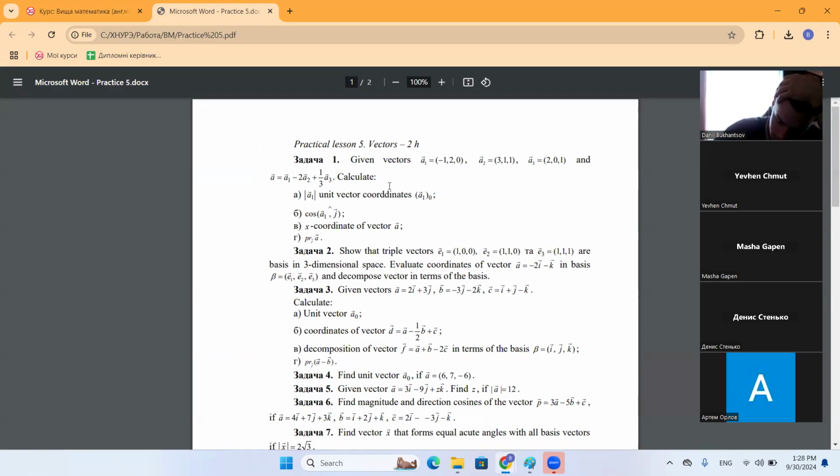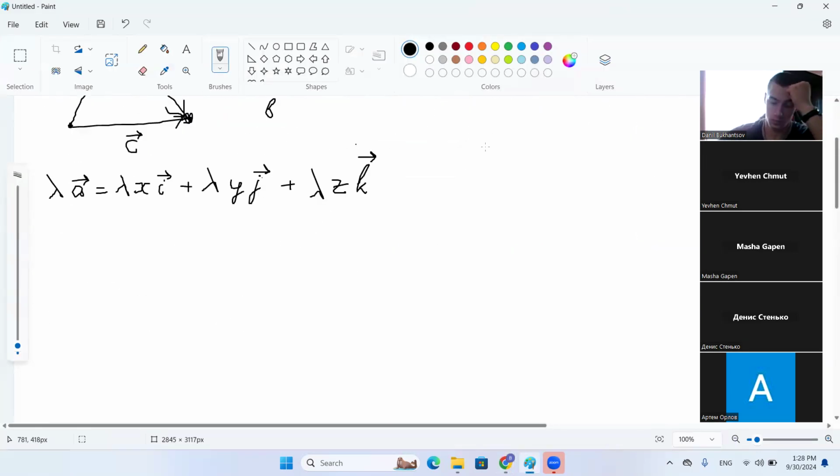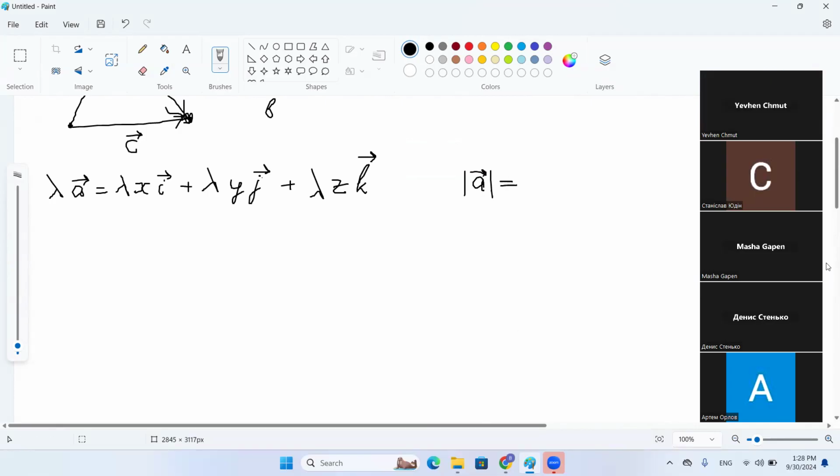And firstly, let's calculate the magnitude of the vector A1. By the way, do you remember the formula of the magnitude or module or length? How to evaluate it? Anybody else? Maybe new people want to answer. Okay, then you.